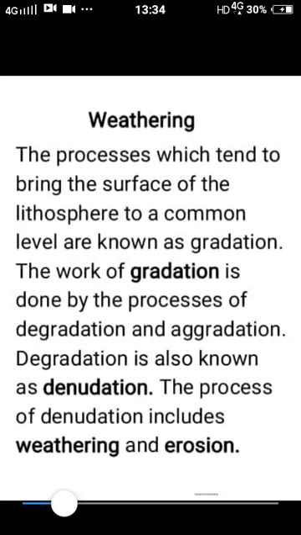Degradation means the cutting down of high levels by the natural agents. Aggradation is the transportation and filling up of materials in any deep places. When it levels the deep places, it is called aggradation. Now degradation. Degradation is also known as denudation. Denudation includes two processes: weathering and erosion.